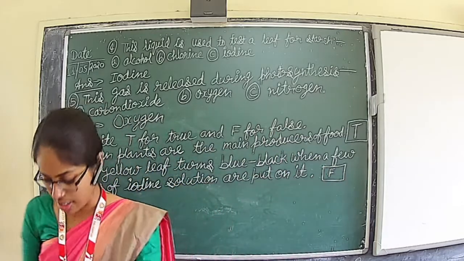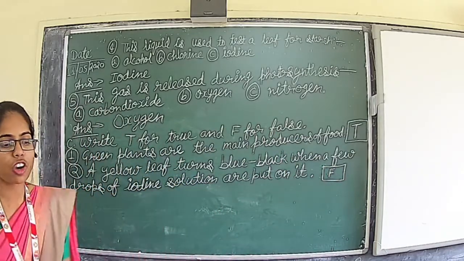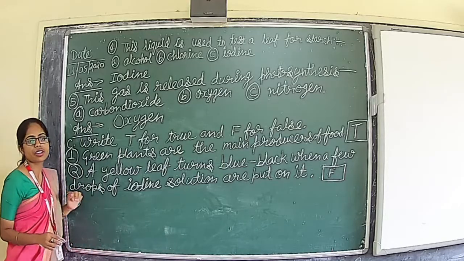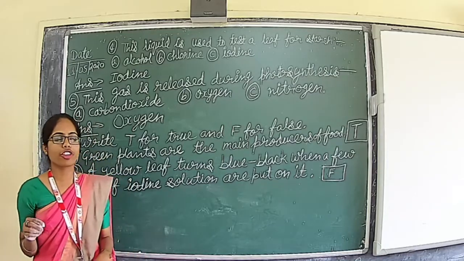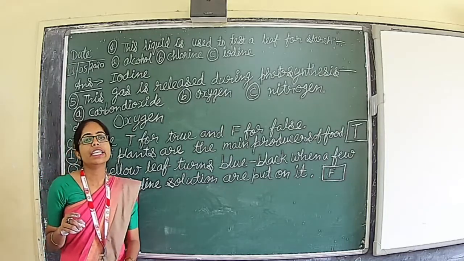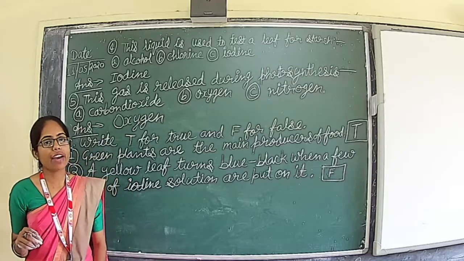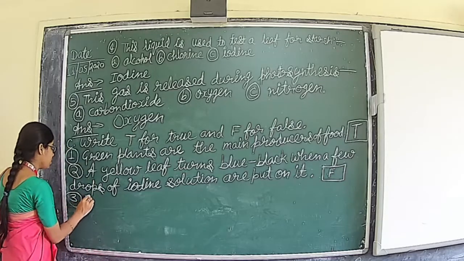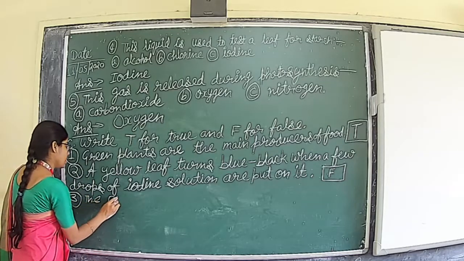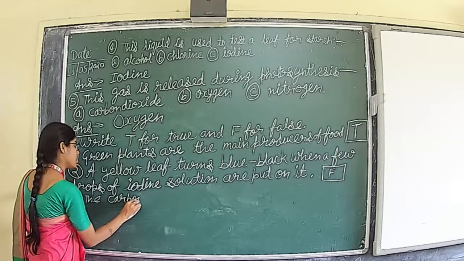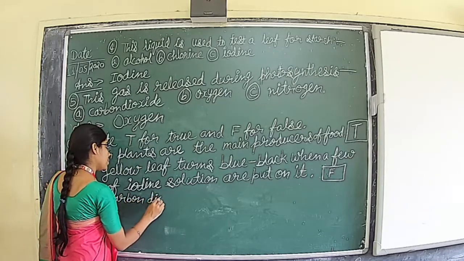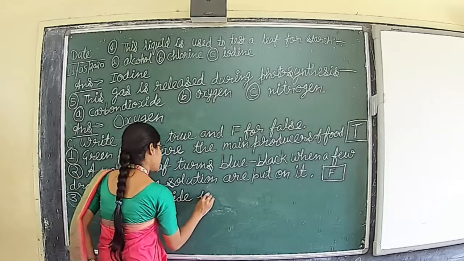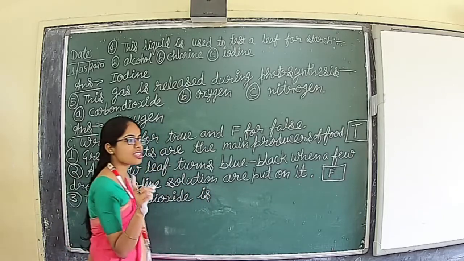Now moving to the next question. The carbon dioxide needed for photosynthesis. In your book it is given as "needed for photosynthesis," but we have to write "is needed for photosynthesis" because "is" is not given, it is missing. So what do we have to write? The carbon dioxide is, please add "is" into your book. This is not given there.